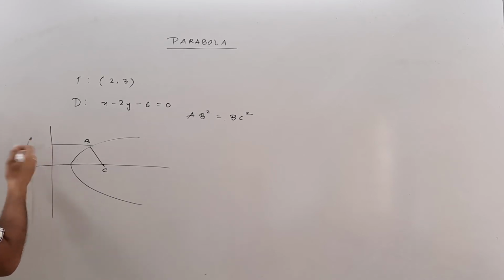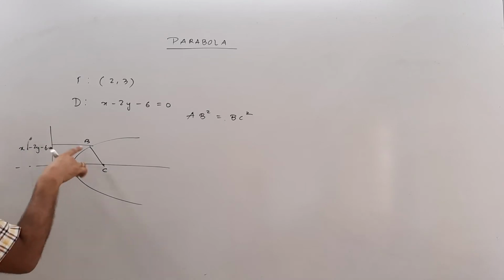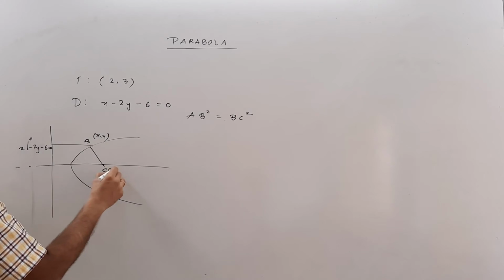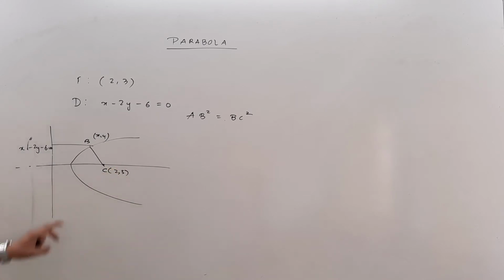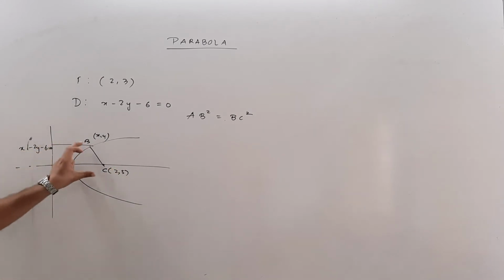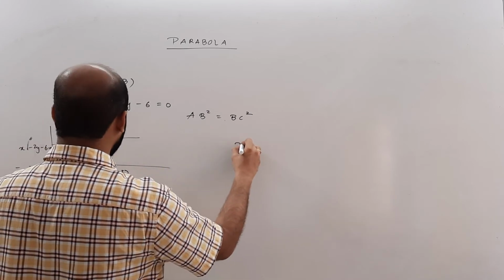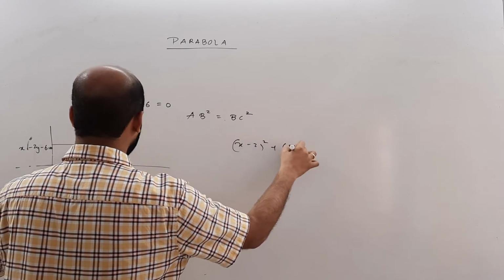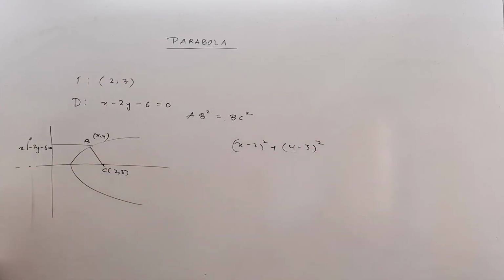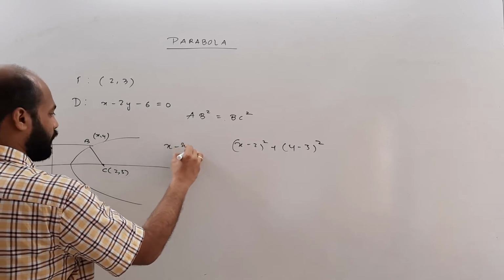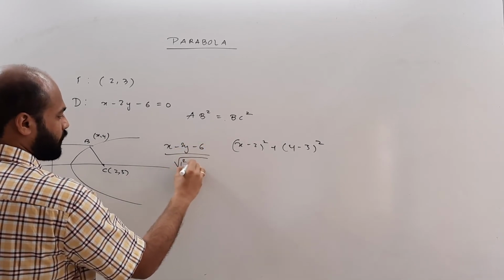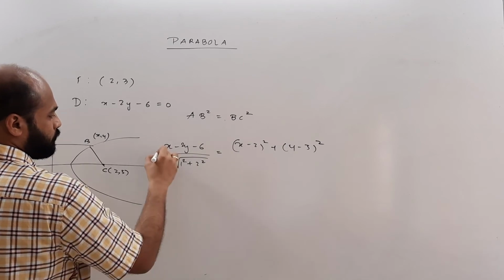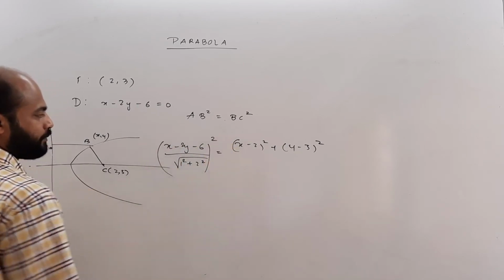The equation of this line is going to be x minus 2y minus 6 equals 0. This point B is any point x comma y on the parabola, and C is 2 comma 3. So obviously, the distance of this from 2 comma 3 is going to be BC, which is written as x minus 2 the whole square plus y minus 3 the whole square. And the distance of this point from the line we can write as x minus 2y minus 6 by root over 1 square plus 2 square. So this also needs to be squared.